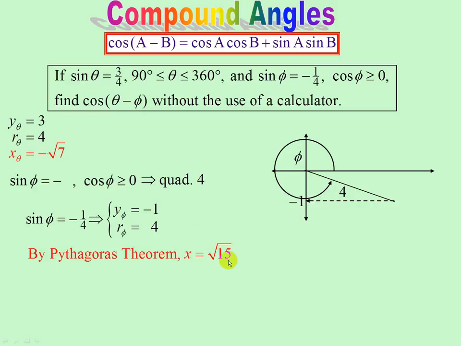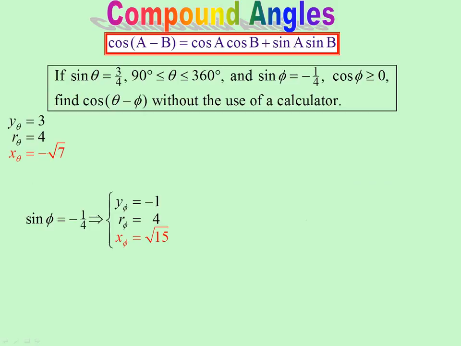Pythagoras theorem, r squared minus y squared, so it's 16 minus, and when you square negative 1 you get plus 1. 16 minus 1 square rooted. There we are. So we now have our x, y, and r for theta, and our x, y, and r for phi.